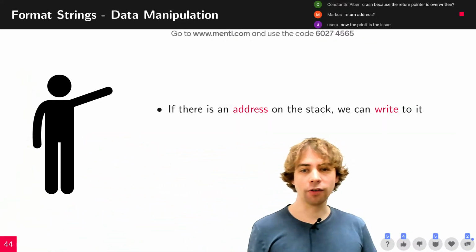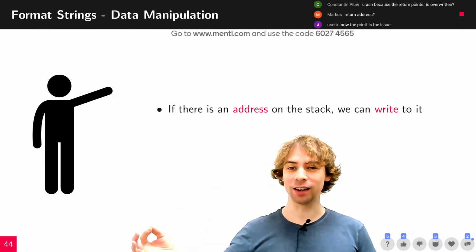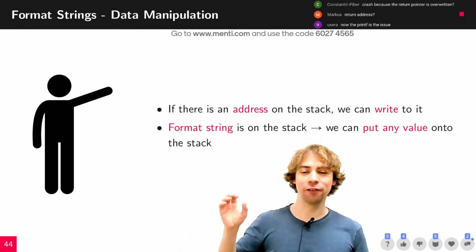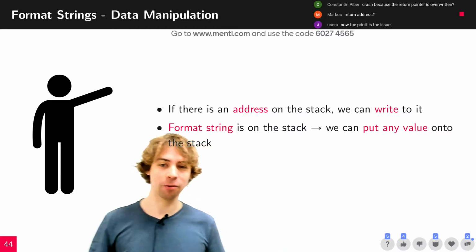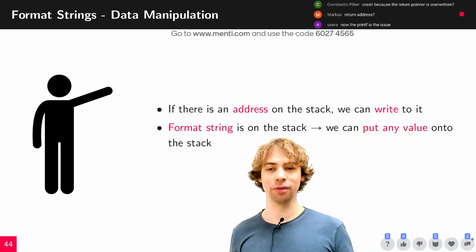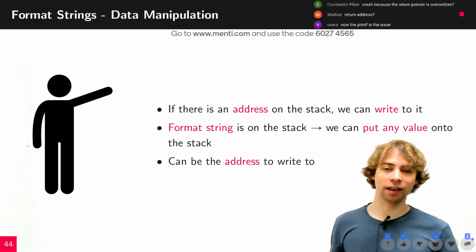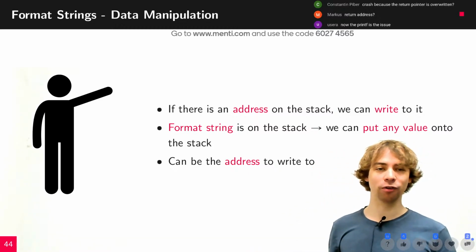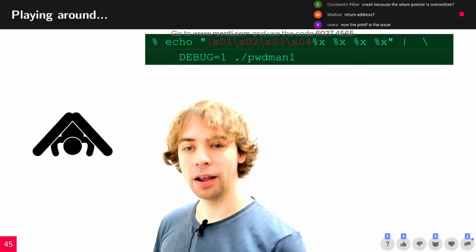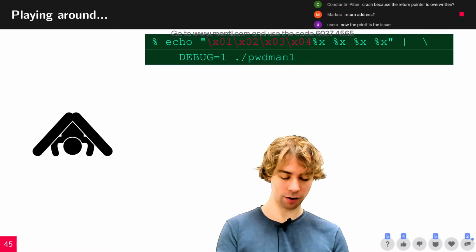If there is an address on the stack, we can now write to it because we can pass %n. The format string is on the stack, so it's an argument of printf. So we can put any value onto the stack. And that means it can be the address that we want to write to. So let's do that. So we put an address here in our string, and I will just check the questions on Menti before they are not up to date anymore.